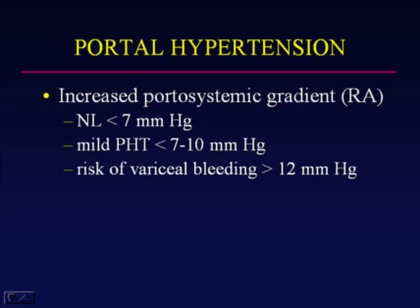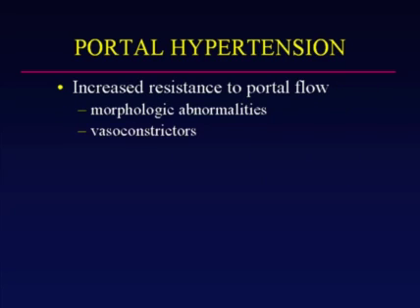Now, normally this gradient is less than 7 millimeters of mercury. Once the gradient rises to be between 7 and 10 millimeters of mercury, this corresponds to relatively mild portal hypertension. And if the gradient exceeds 10 millimeters of mercury, there is a significant increase in the risk of variceal bleeding. How do people develop portal hypertension or this increased gradient?